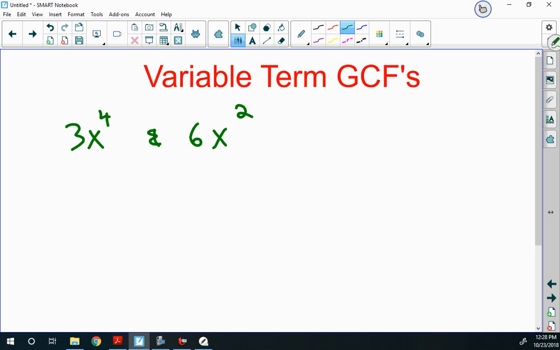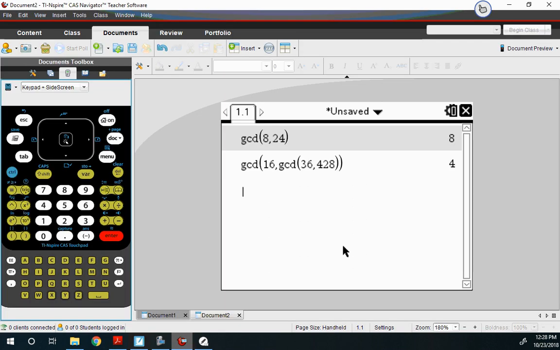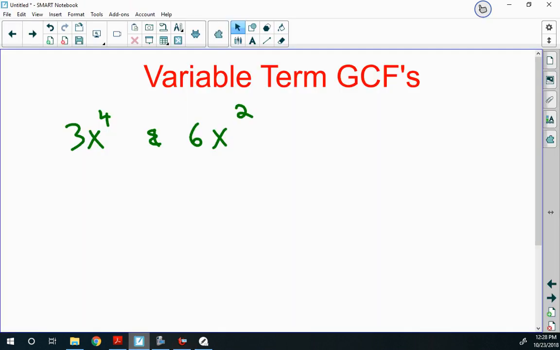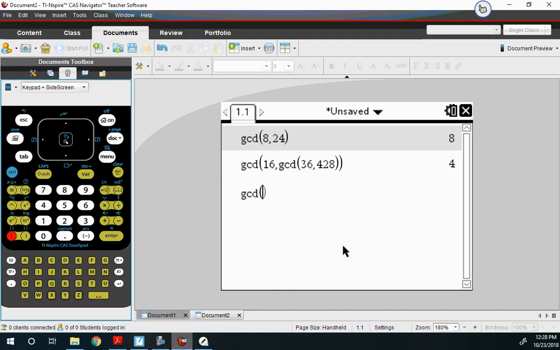Now, you might have noticed which calculator I got out. Did you notice? I got out the Inspire CAS. So it should be able to find the greatest common divisor of variables for me, because it'll work with variables. 3x to the 4th and 6x squared. But it didn't. But it can. When we find a GCD, it's one of the factors, right?